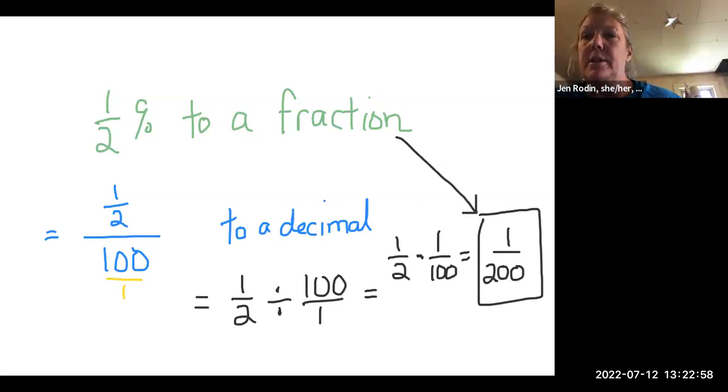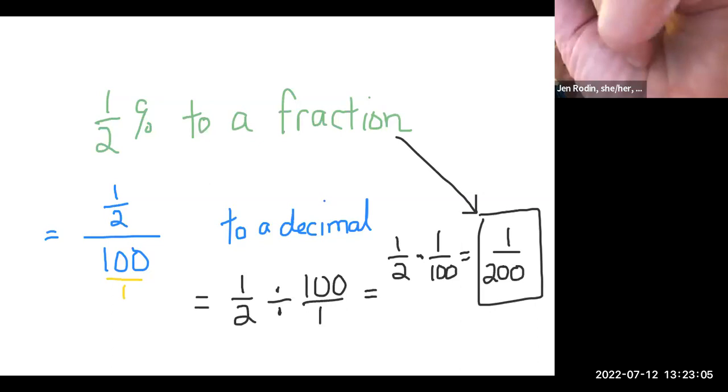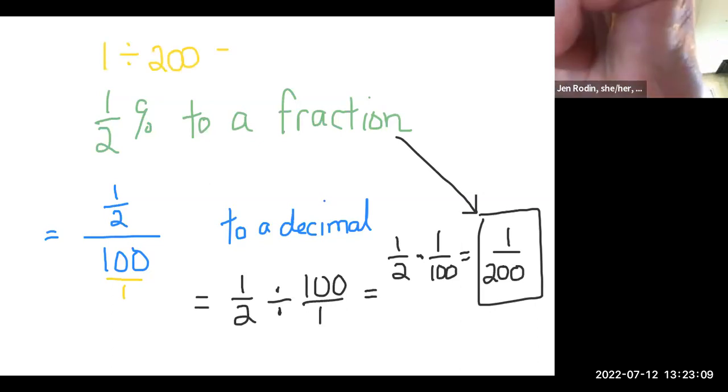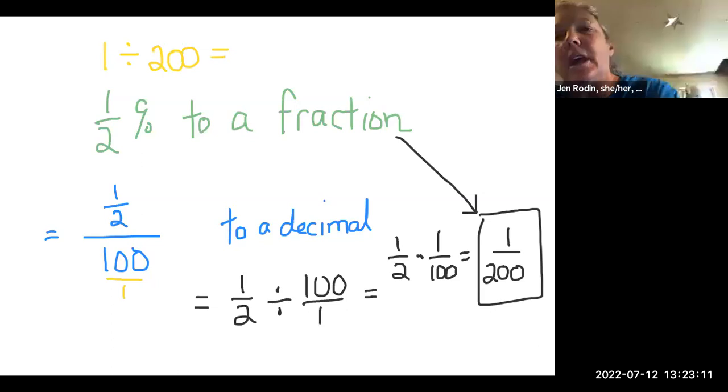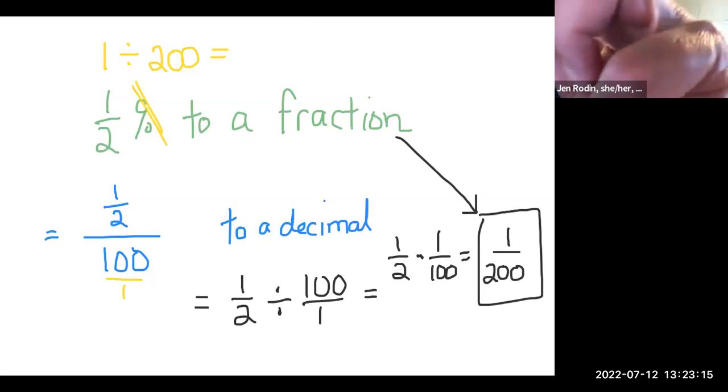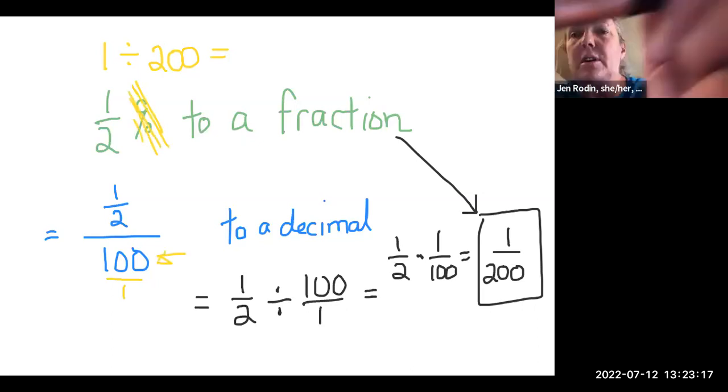So 1/200. Now we could change 1/200 to a decimal using a calculator, but I'm going to show you another way. Put the top divided by the bottom in the calculator, and just write what the calculator gives you, because we already got rid of that percent sign when we stuck this 100 underneath it.